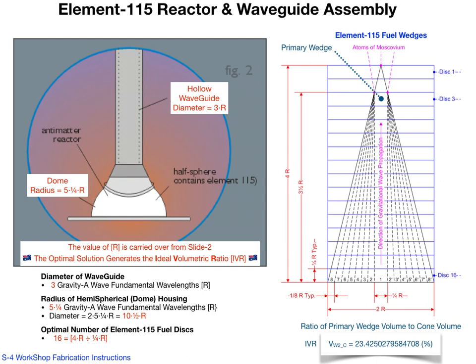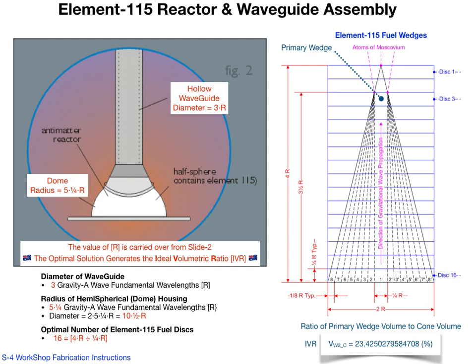As you can see on the illustration, the radius of the element 115 reactor dome is 5 1/4 R, hence its diameter is 10 1/2 R. The fact that its diameter is dimensioned to half a wavelength means that the phase of the gravity A wave inside the element 115 reactor is 180 degrees out of phase with the gravity A wave propagating up the waveguide. Consequently, the direction of the gravitational effect associated with the element 115 reactor is opposite to the direction of the gravitational effect associated with the waveguide.